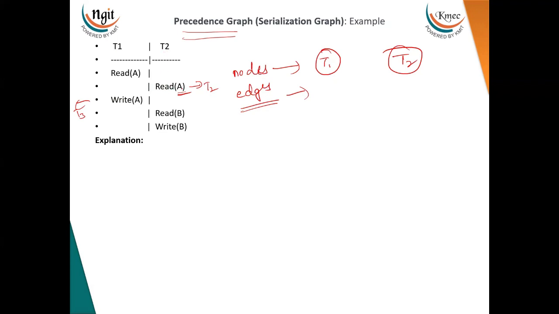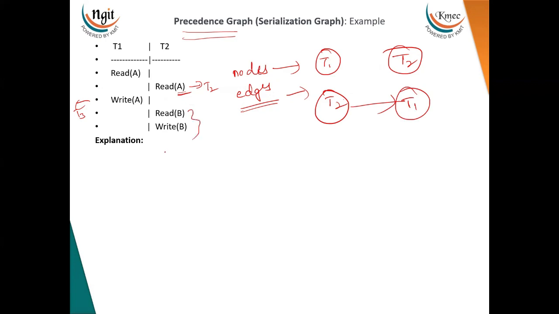So after T2 reading the A, T1 has performed write operation on A. So thereby, the edge that you can give is, we have T2 and T1, and the edge you can define is from T2 to T1. So edges always define the order in which the operations are made by the multiple transactions.